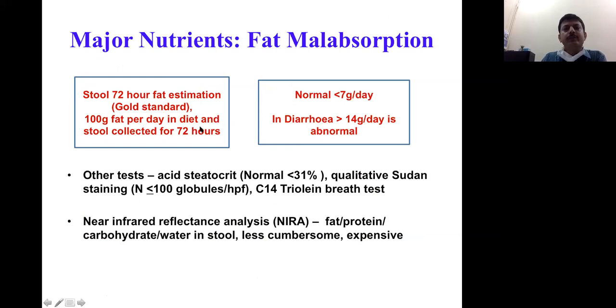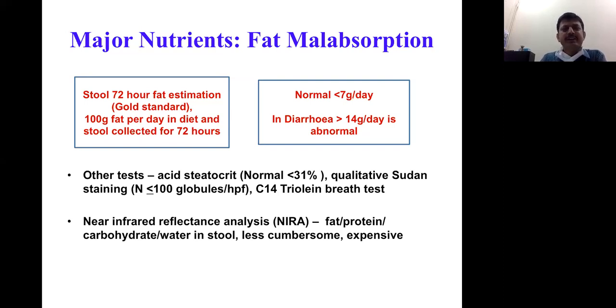Normally, the amount of fat excreted should be less than 7 grams per day. If somebody has diarrhea, up to 14 grams may be considered normal. So often patients with malabsorption are also having diarrhea. Therefore, for patients with malabsorption with diarrhea, if the stool fat is more than 14 grams per day, then it is considered abnormal. Now, while this test is very good, the problem with this test is that the technicians are not very happy handling so much of stool. There is a lot of resistance at their level to do such tests.